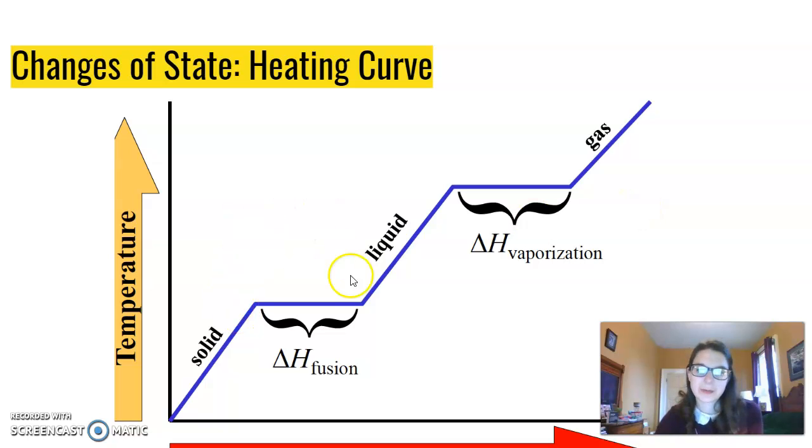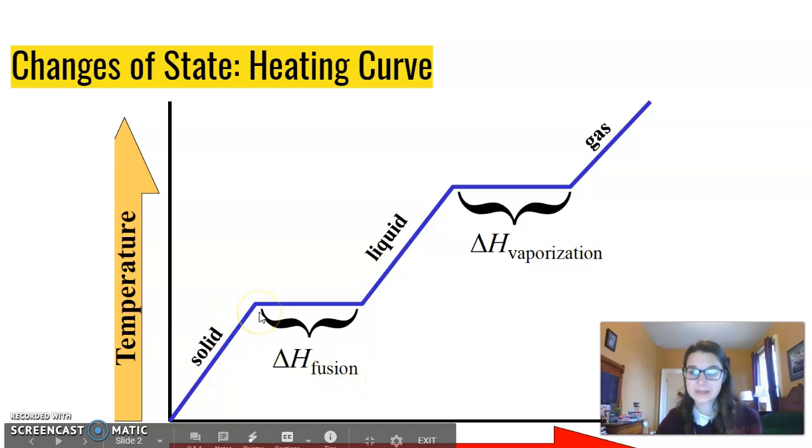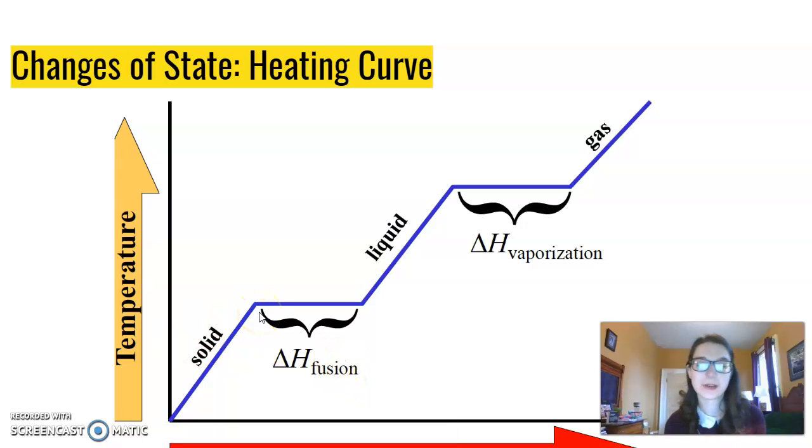There's not actually a temperature change when things are melting or when things are boiling or condensing or freezing. At that point, all the energy that's being input into the system or taken away from the system as heat is going into breaking intermolecular forces, okay?